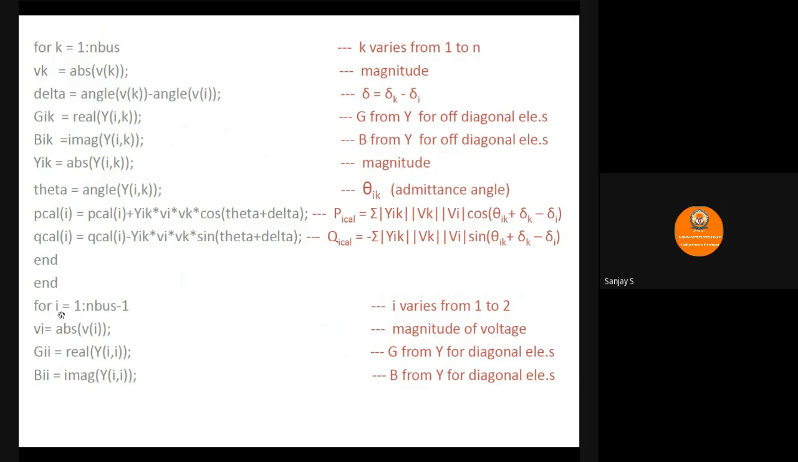Then for i varying from 1 to n bus minus 1, that is, it is going to vary from 1 to 2: V_i is equal to the absolute of V of i, G_ii is equal to the real of Y of i comma i, B_i is equal to the imaginary of Y of i comma i. Earlier we had done this for off diagonal elements. Now here we are writing it for diagonal elements. G_ii is basically the real part of Y_ii. Y is equal to G plus jB, G is the real part, B is the imaginary part. That segregation was done earlier for off diagonal elements. Here we are doing it for diagonal elements.